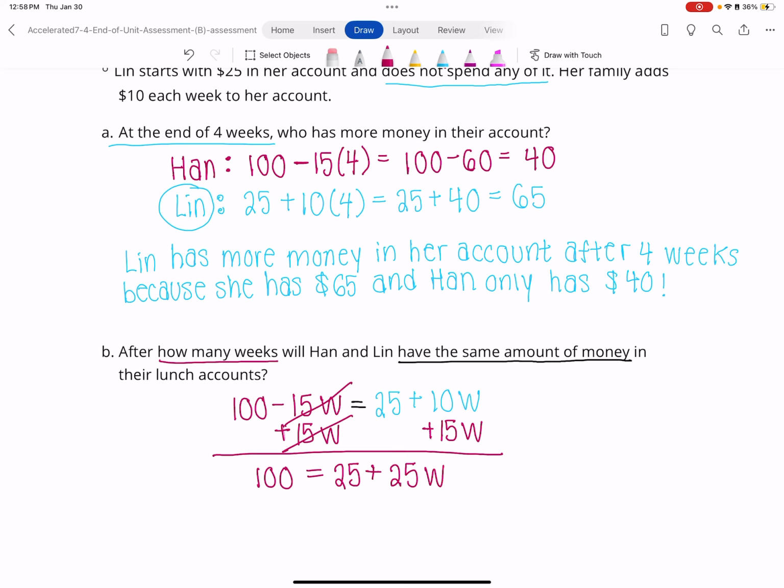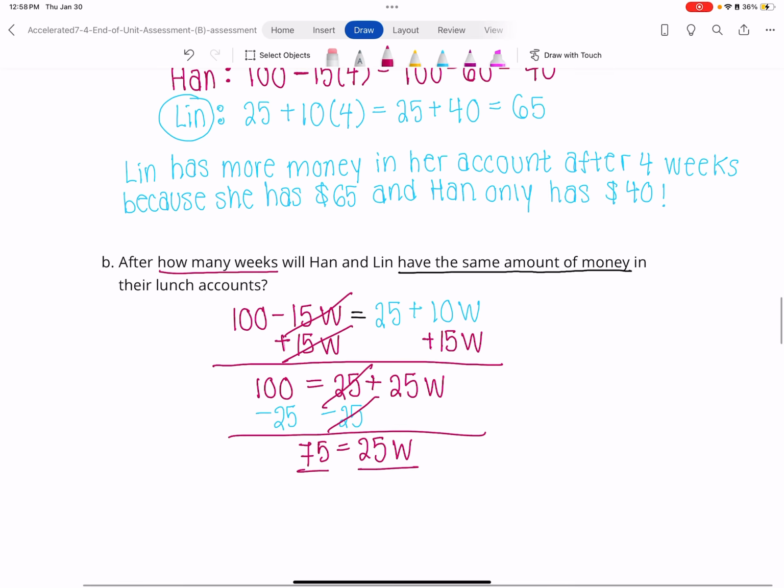Next, we are going to subtract 25 on both sides. And we are left with 75 is equal to 25W. And when we divide both sides by 25, to get rid of the 25 in front of the W, our coefficient, we're going to get W is equal to 3.